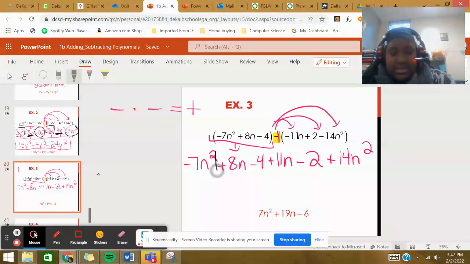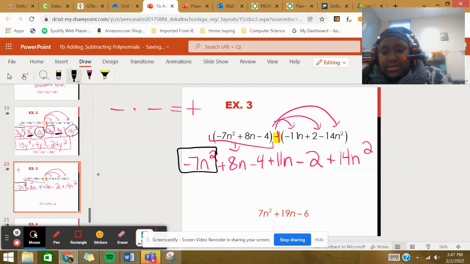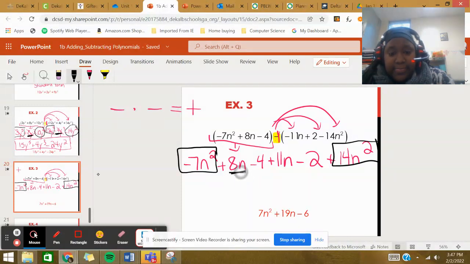So we got n to the second power, and we have another n to the second power. So here's one set of like terms. I draw a square, or a rectangle, around those. And then I have 8n and 11n. I just drew a line under those. And then finally, I have two constants, which are the negative 4 and negative 2.